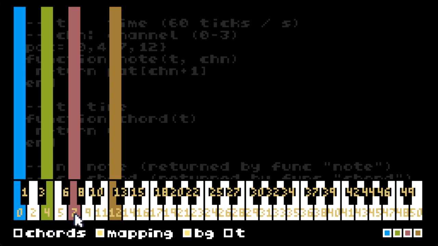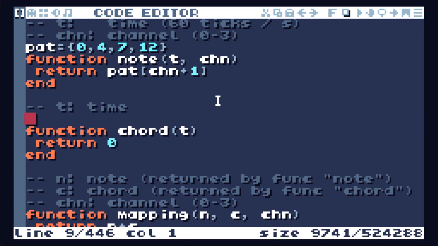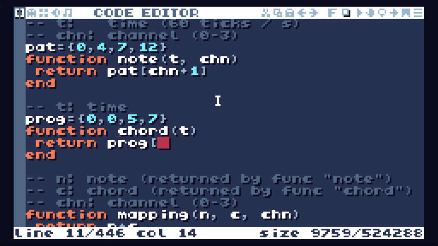And with a similar logic, we can do it with the G major chord. In this card here, the chord progression is determined by a function called chord. And so we will make the chord function return 0, 5, or 7, depending on time t. Like so, let's make a table. And then we return prog, let's say time shifted right by 7.